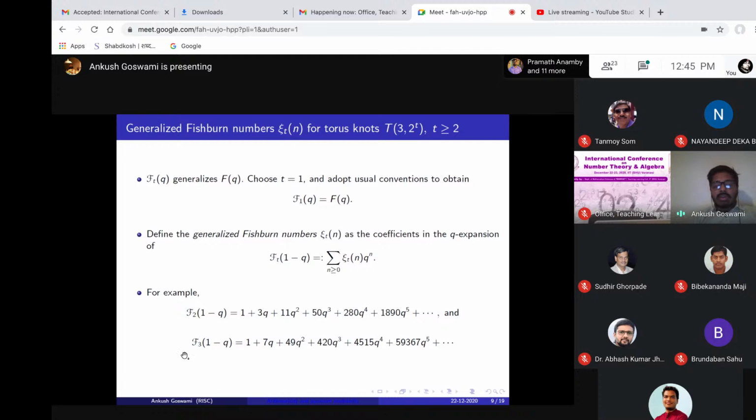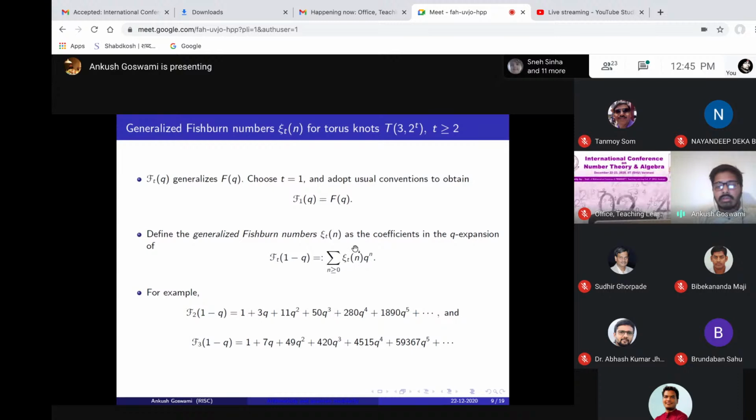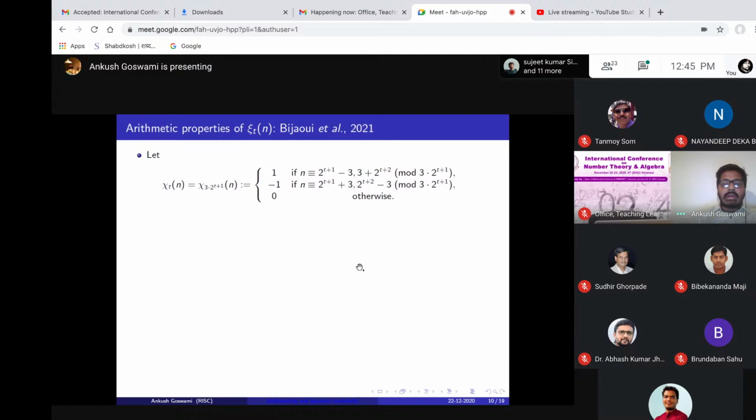Yeah, and then it was Bijawi and others who actually obtained the congruences for this family of generalized Fishbone numbers, xi t of n. And to state their result, their work actually appeared on arXiv in 2020, and I think it has already appeared in print for 2021. Okay. So to state their result, we first have to define a few things.